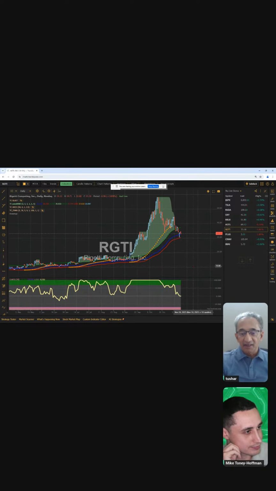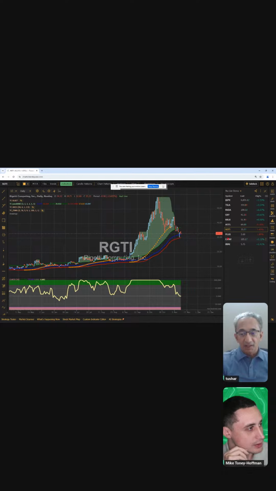Let's look at Rigetti. Same thing, very strong uptrend earlier in the year. The momentum was plus 100, so you know we have a strong trend. And then right now it's in the neutral area, it's between the bands, and the momentum is neutral. So really have to wait for a breakout.